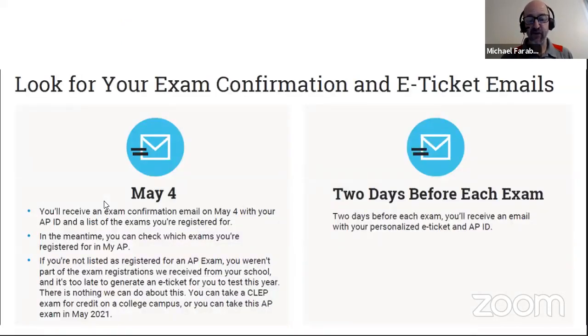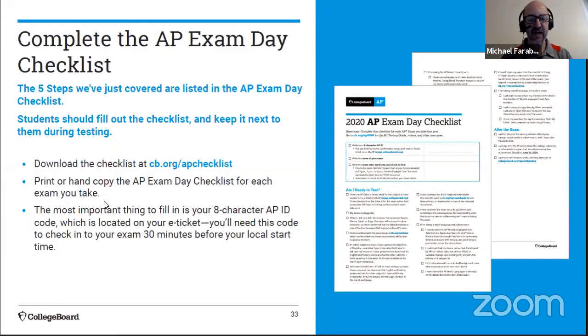Again, you should receive information for each of the AP exams that you are taking from the College Board with your e-ticket 2 days before the exam. So again, feel free to make sure that you all are registered and set up. You can log into My AP. And if you need the checklist, you can go to cb.org/APchecklist and download that. And that gives you lots of information to summarize preparation.